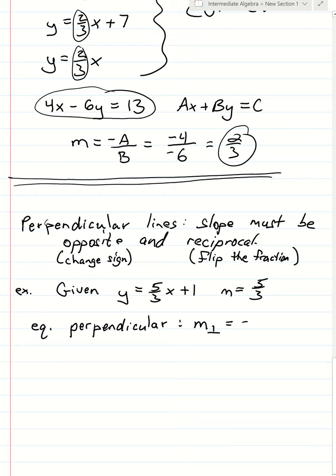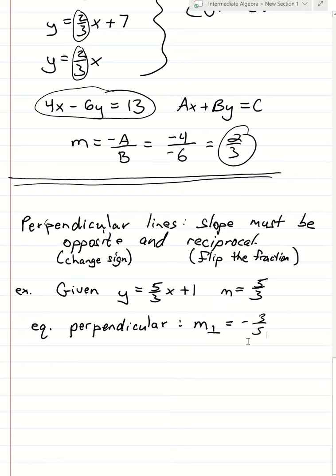Has to be negative. But I also have to take my fraction and flip it. So instead of it being 5/3, I'm going to flip that fraction and make it 3/5. These are opposite and reciprocal slopes.